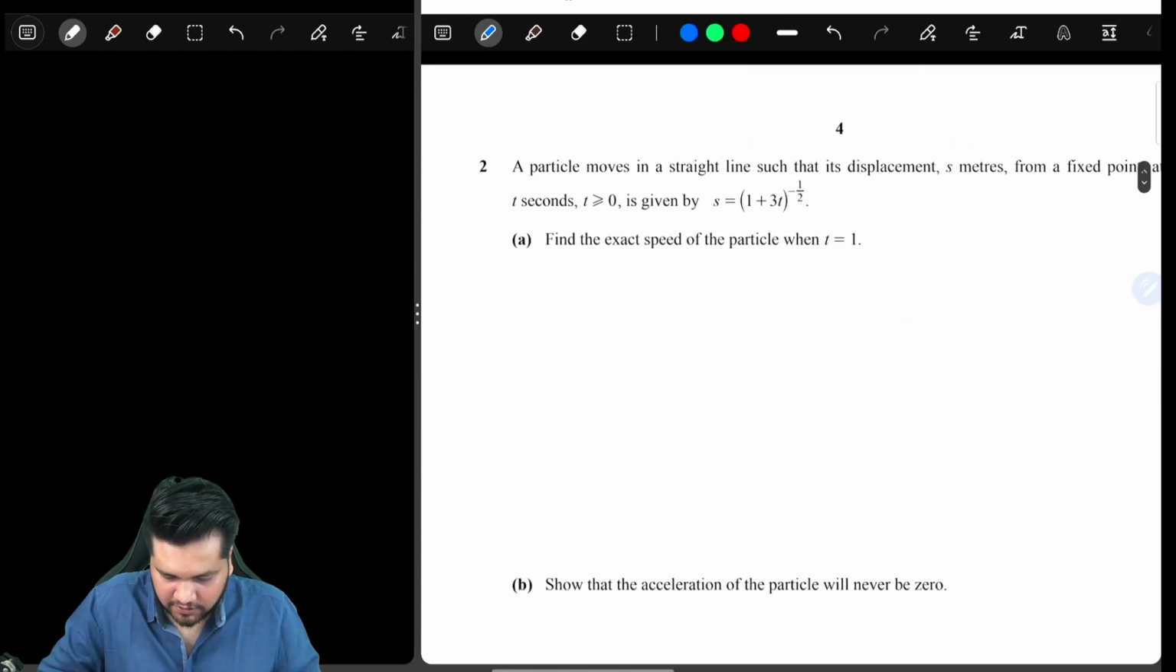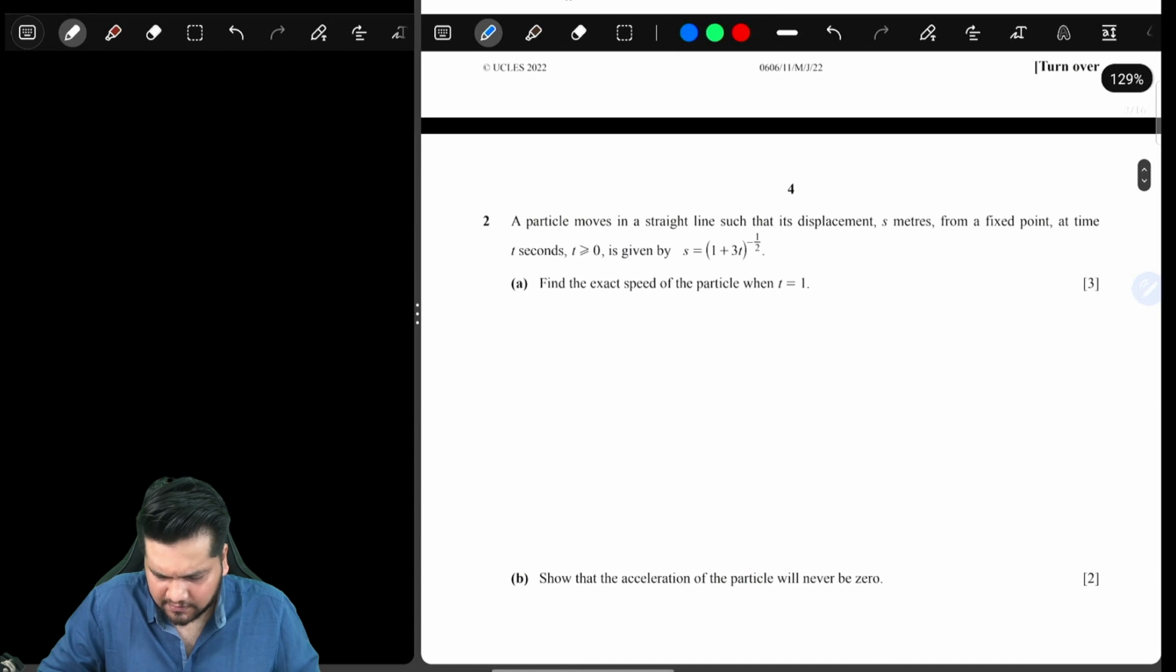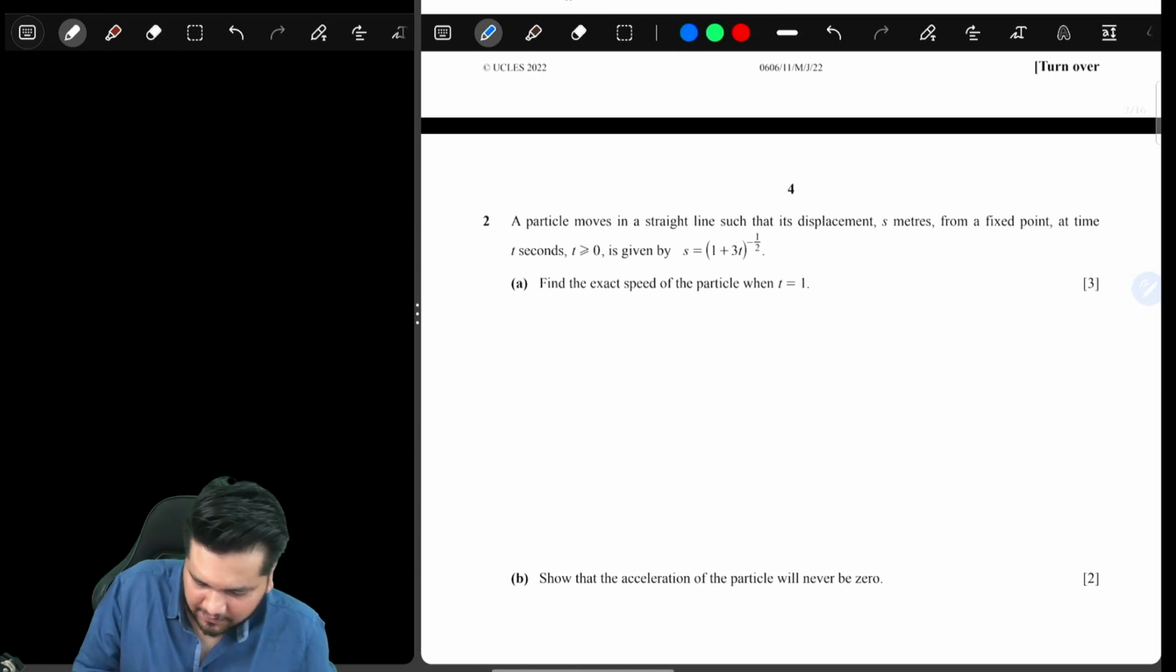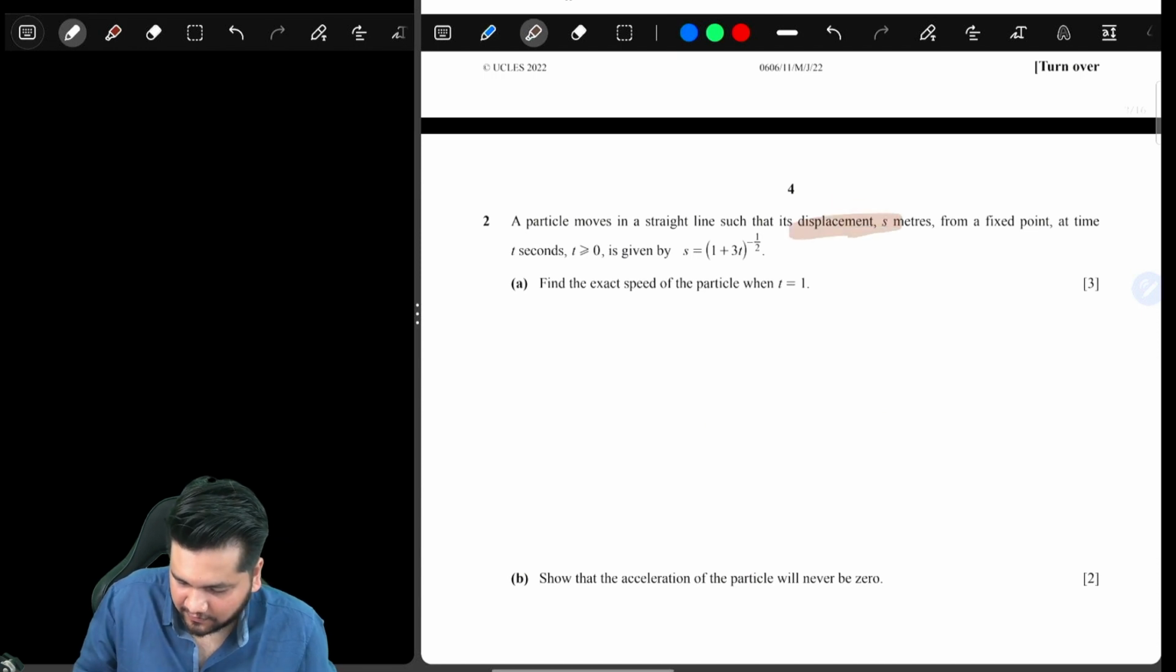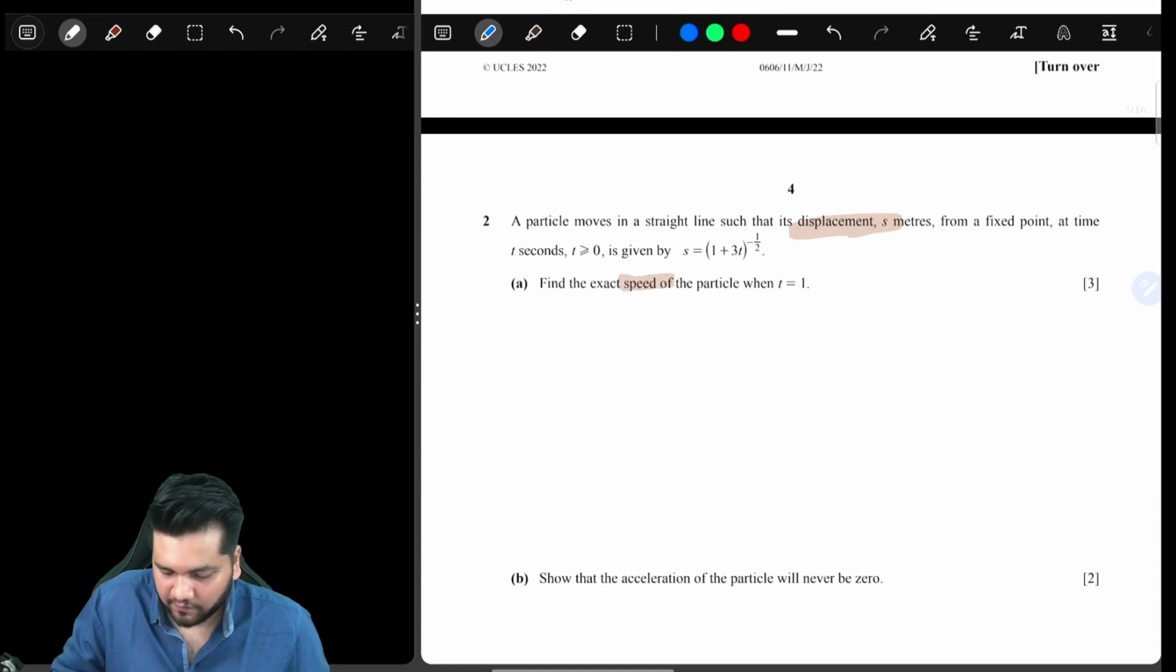Now, the next question is based on kinematics. So here they have given that a particle moves in a straight line such that its displacement from a fixed point at time t is given by this expression. So find the exact speed of the particle when t is equal to 1.